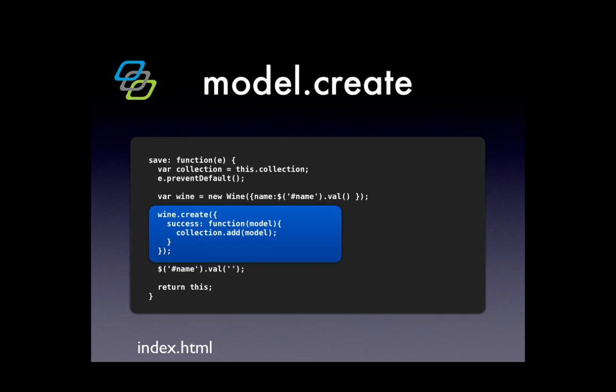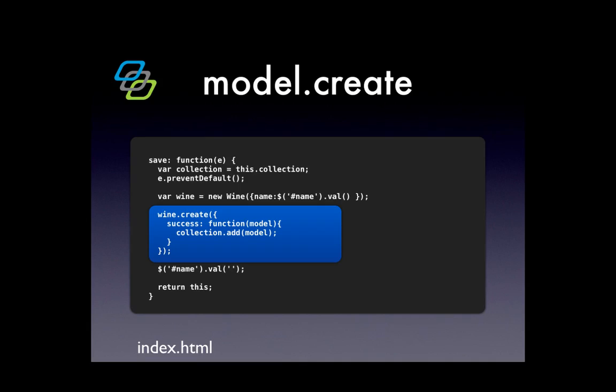Now, when we save a new wine, before we were just creating the model and adding it to my collection. So with Stackmob, we want to use the create method. We do a new instance of our wine model, we set the name by pulling the value out of that field, and then we're doing a wine.create method.